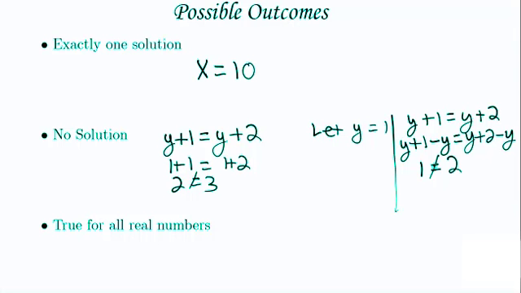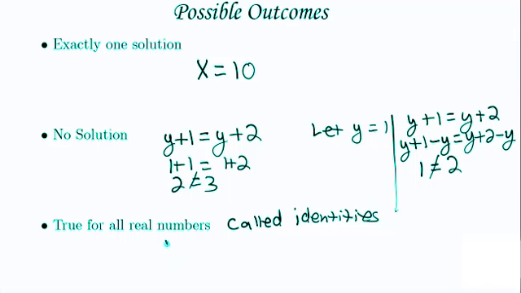There's also situations where an equation is true for all real numbers. There's an infinite number of solutions. And there's a special name for these equations. Equations which are true for all real numbers are also called an identity. So they're called identities.